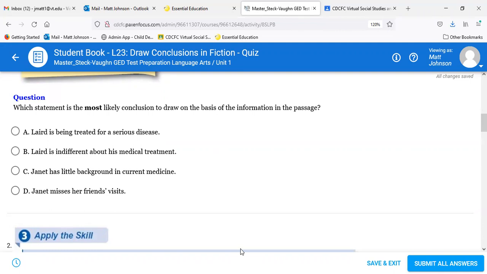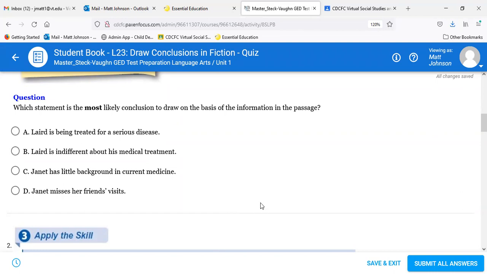Which statement is the most likely conclusion to draw on the basis of the information in the passage? A. Laird is being treated for a serious disease. B. Laird is indifferent about his medical treatment. C. Janet has little background in current medicine. Or D. Janet misses her friend's visits.